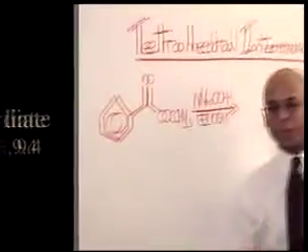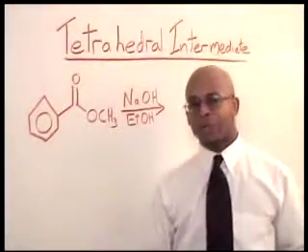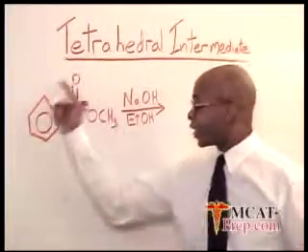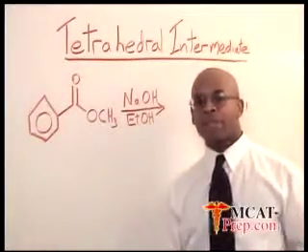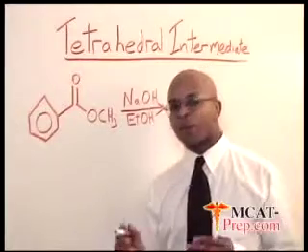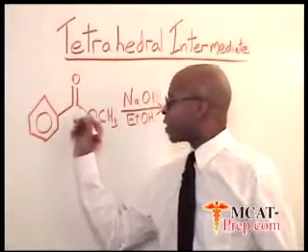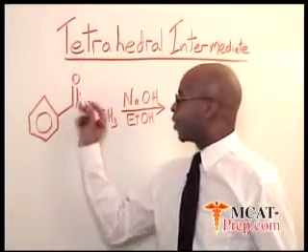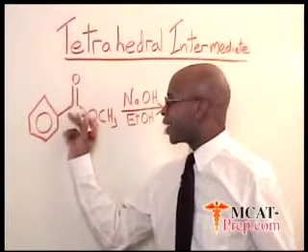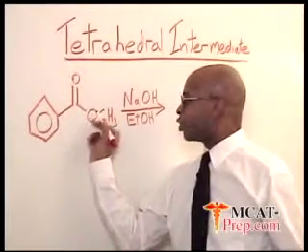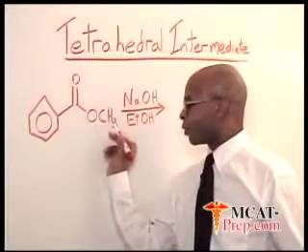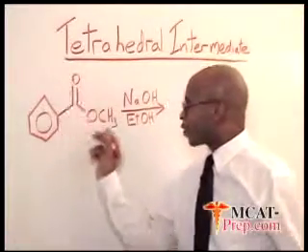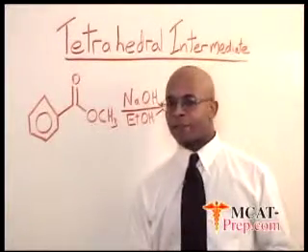We are now going to look at the tetrahedral intermediate. This particular compound is called an ester. The functional group of an ester is a carbon which is double bonded to an oxygen, and that same carbon is bonded to an OR group. So this is the functional group of an ester.